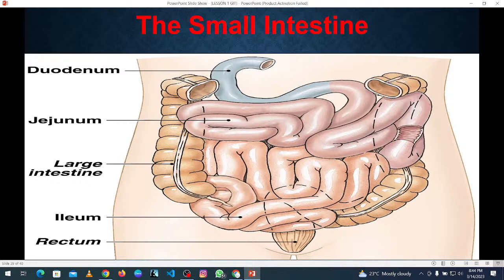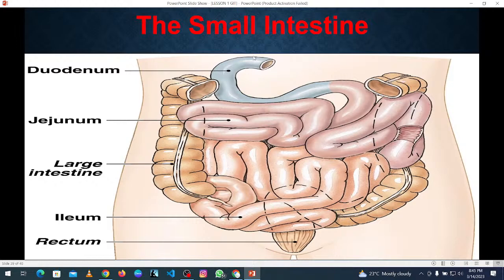Now on to the small intestines. I said that the small intestine has three parts. I believe you guys can see my mouse. We have the first part known as the duodenum. This one here in blue. I believe this is blue. It's not red. So this one here in blue is the duodenum.